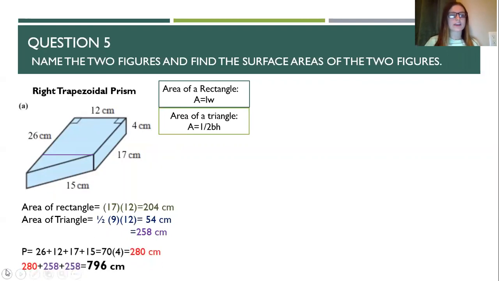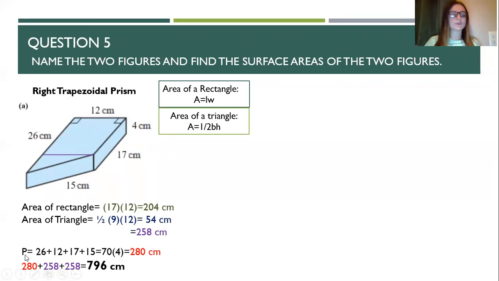Then we have to find our perimeter by adding up our sides together. And we do not add the inside side because we are just trying to find the outside perimeter. And this is equal to 70. And then we multiply it by 4 because 4 is our height. And that is equal to 280 centimeters.